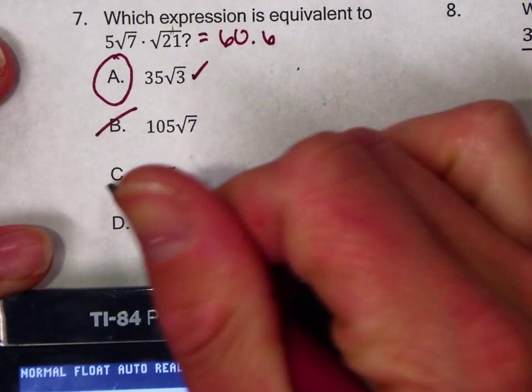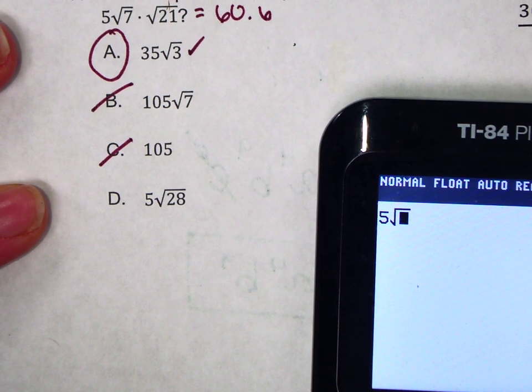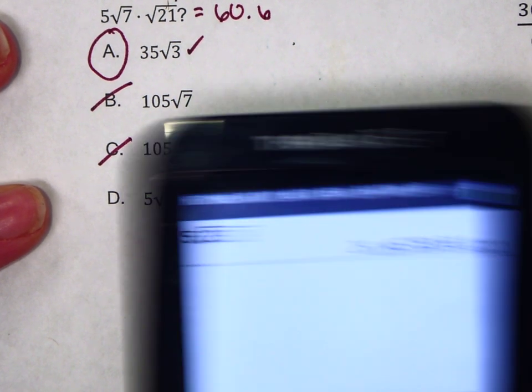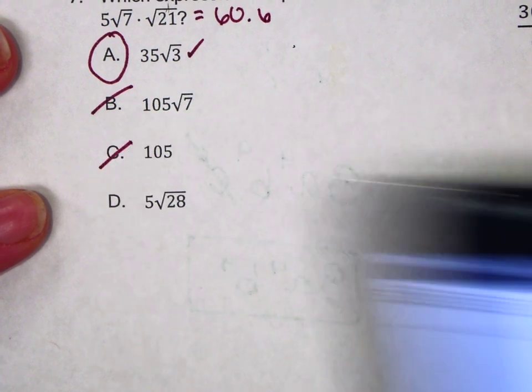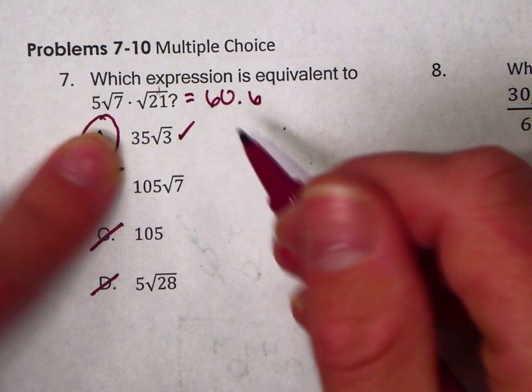That one's just 105. That's not right. And then 5 square root of 28, which is not 60.6. So that's also not right. So when it's multiple choice, you can kind of just plug your answers in and figure out which decimals match. Let's talk about how to do this the math way though.